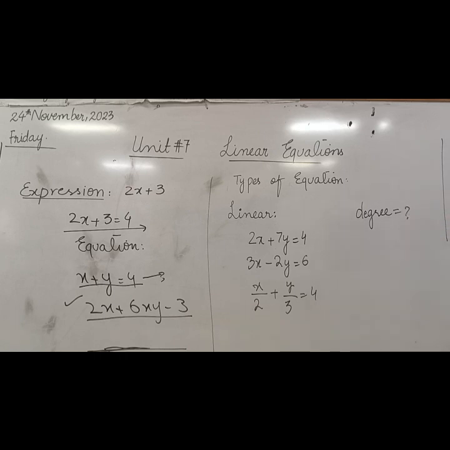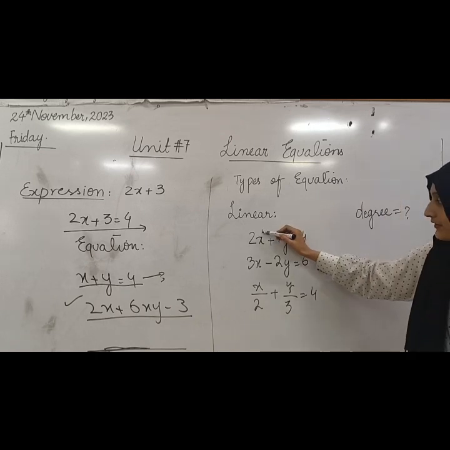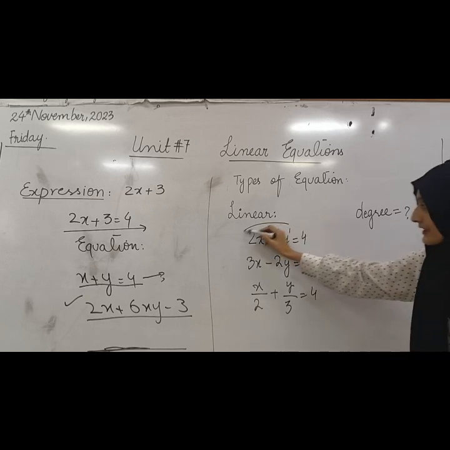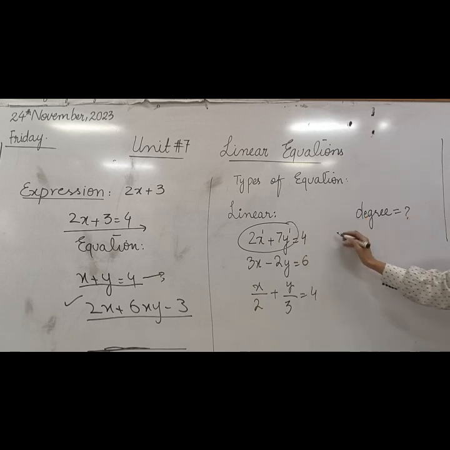The highest power of the variable in an equation is called the degree of that equation. Okay? So what is the power of variable x? 1. And what is the power of variable y? This is also 1. So the highest power of this equation is 1, so this is called degree 1. And this is an example of a linear equation. Equations having degree 1.